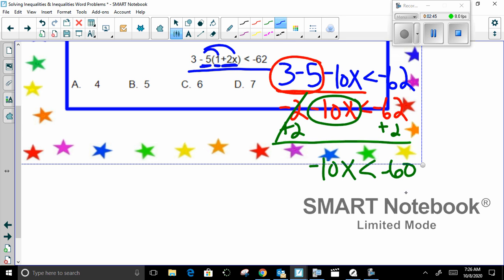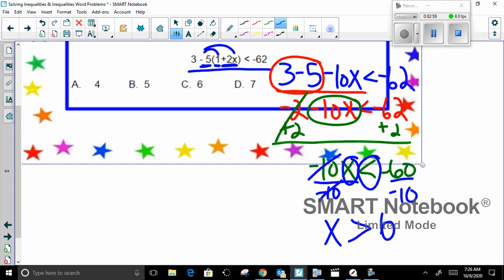Now I want to finish solving for x, so I'm going to divide both sides by negative 10. When I divide both sides of an inequality by a negative number, my inequality sign flips around. Negative 60 divided by negative 10 is positive 6. Now be careful. So many of you, look at what this actually says. It says x is greater than 6. It's greater than 6. So could x be 6?